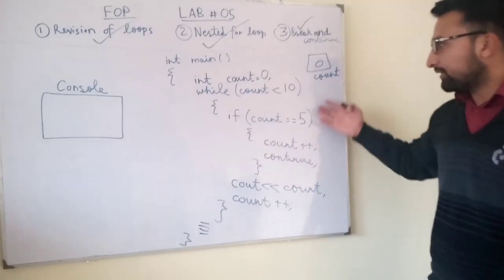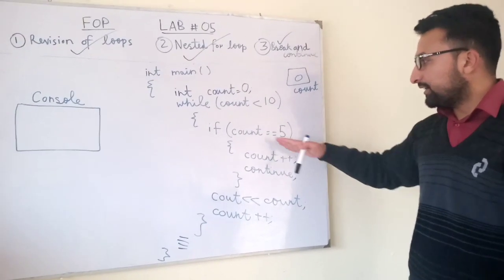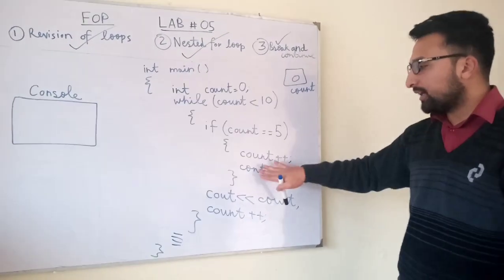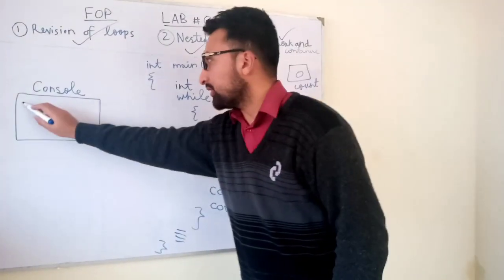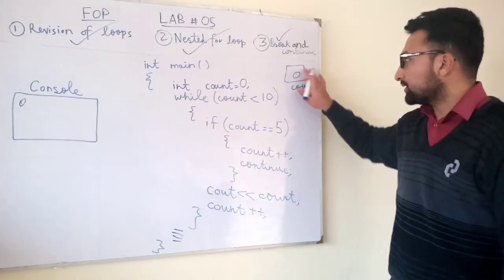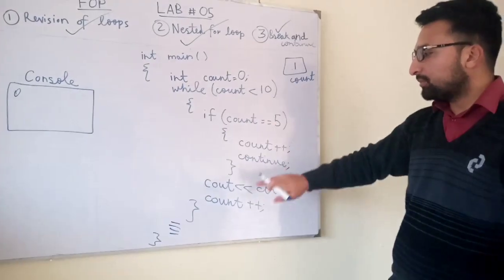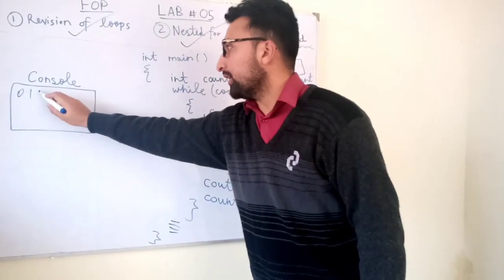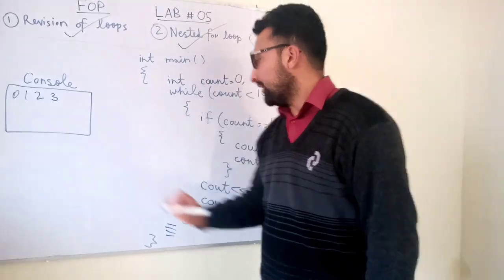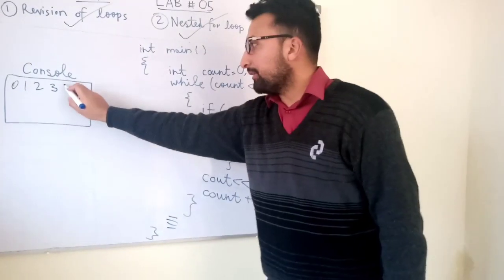So we look at how it works. Count is not equal to 5 now, so this will get skipped. Count will get printed on screen, 0. Count plus plus, count will have the value 1. 1 less than 10 is a true statement. Again this will be skipped. 1 will get printed, 2 will get printed, 3 will get printed, and 4 will also get printed.